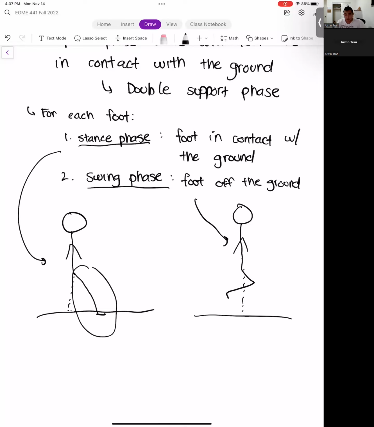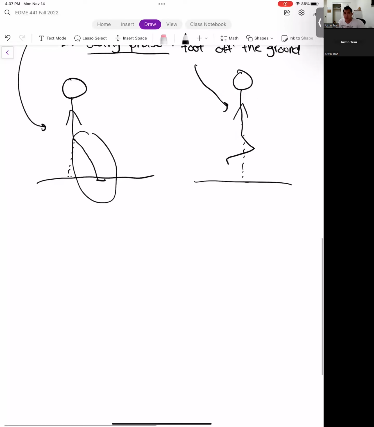And so the next part after we went over the walking cycle is this concept of the ground reaction forces, and this is a concept that we didn't really revisit until we did inverse dynamics, which is what we just finished up last week.